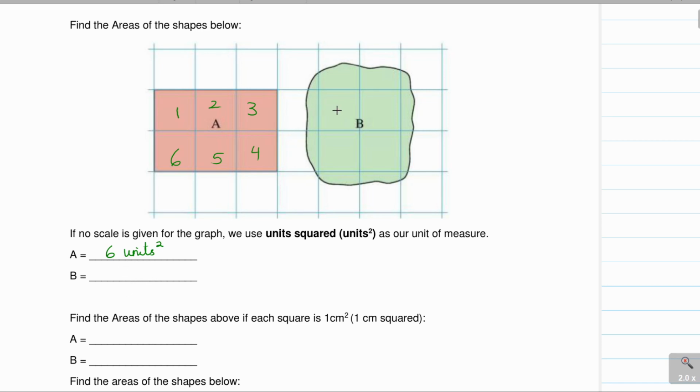Now let's find the area of B, which is an irregular shape. Now first thing we would do is, so your steps for irregular shapes. So we have a regular shape here and an irregular shape.